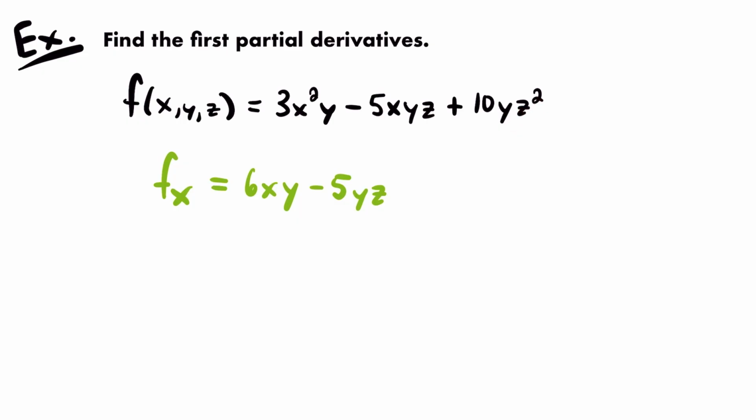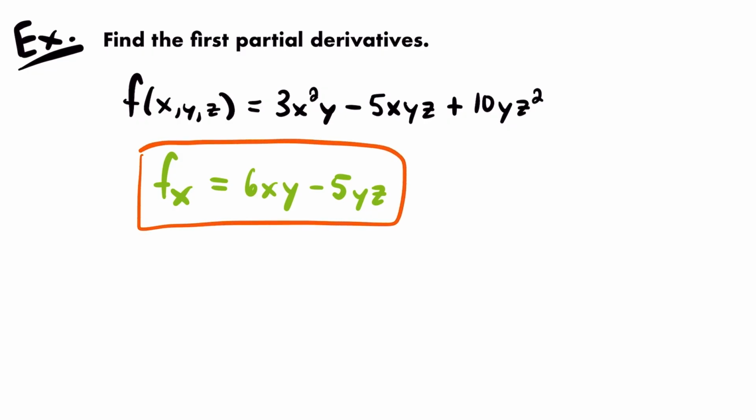And then moving on to this last term, we have 10yz squared. There are no x's in this term, so this whole thing we would consider to be a constant with respect to x. And so the derivative of a constant is 0, so we would get 0 for that term, and you could write that down if you want to, but that's not really necessary. What we have here is the partial derivative with respect to x of this multivariable function.